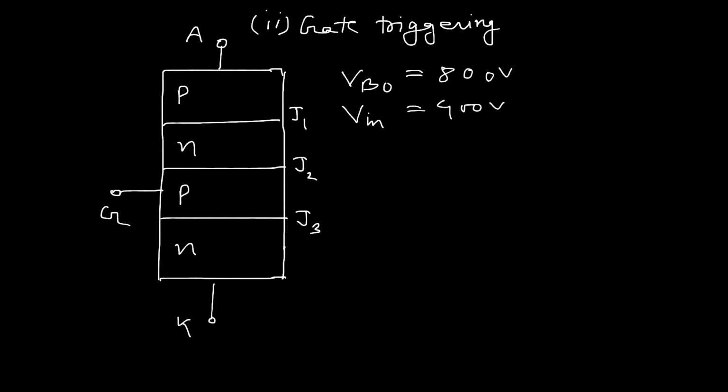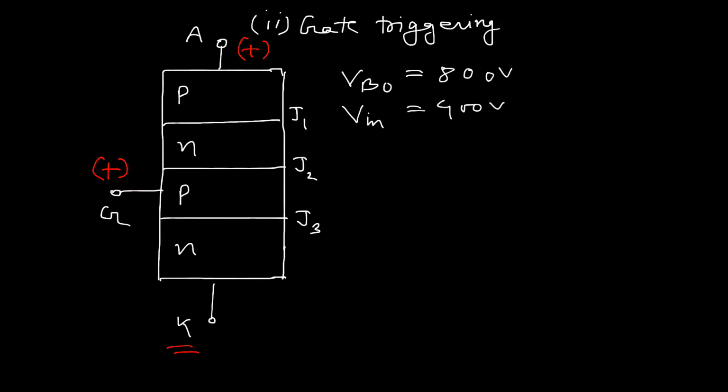Suppose, assume the gate is more positive with respect to cathode, as well as the device is forward biased. That means anode is more positive with respect to cathode, and suppose anode voltage is given just 400 volt, not 800 volt. Now we are increasing the gate signal. Then what happens? If the gate is more positive with respect to cathode, then it tries to attract more electrons from the upper N region and the bottom N region. Let me discuss it in detail.